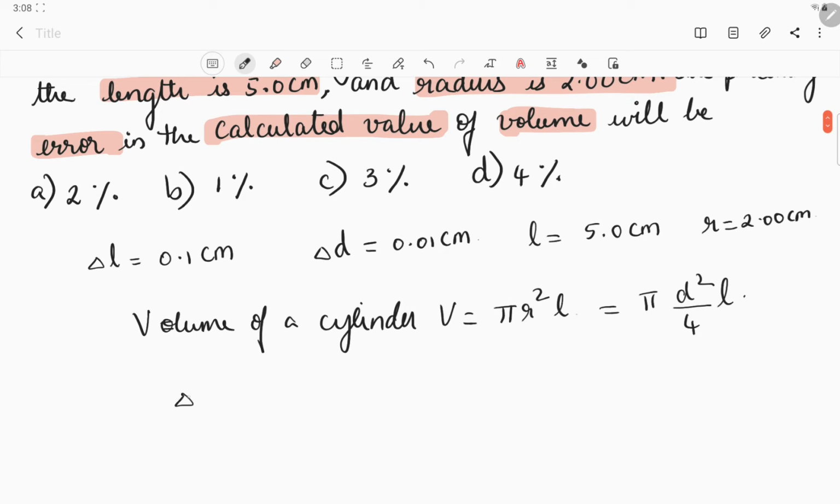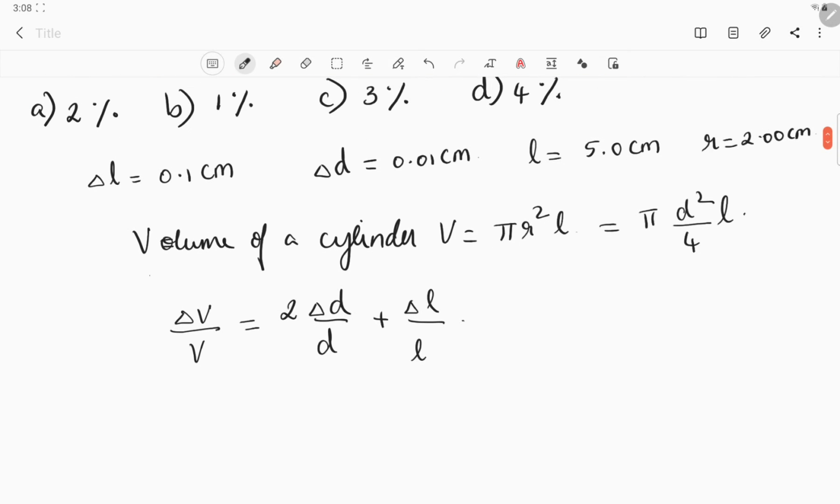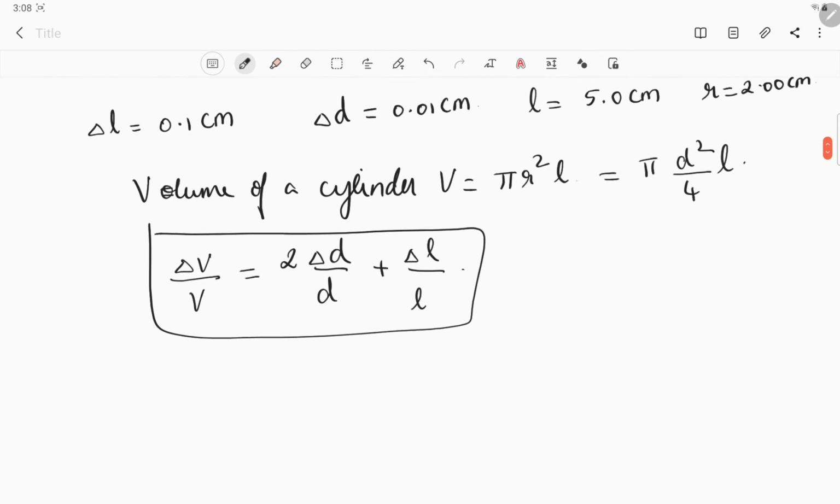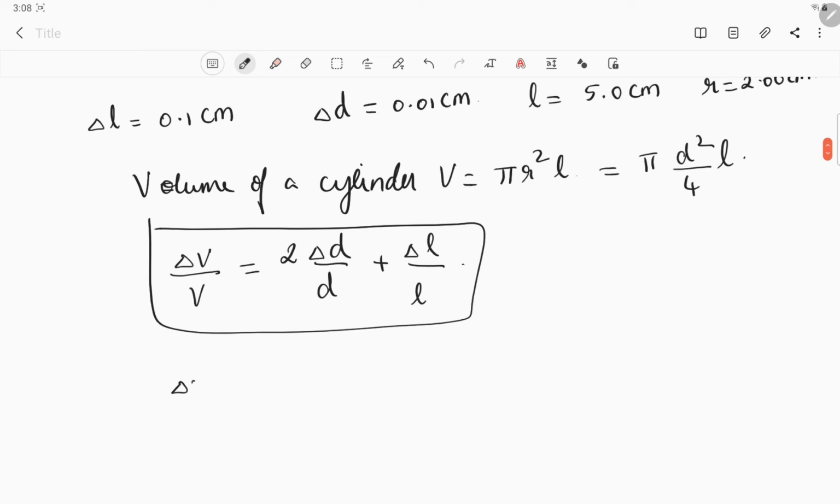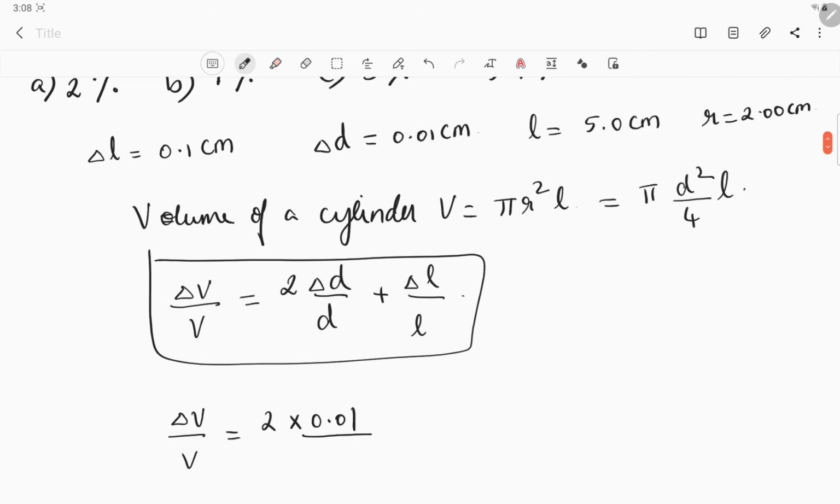To form the error equation, we write delta V by V is equal to, forgetting about the constants, 2 into delta D by D plus delta L by L. So this will be your error equation, and we just have to substitute the values. So 2 into the error in measuring the diameter, 0.01, divided by the actual diameter. Since radius is 2, diameter will be 4 centimeter.